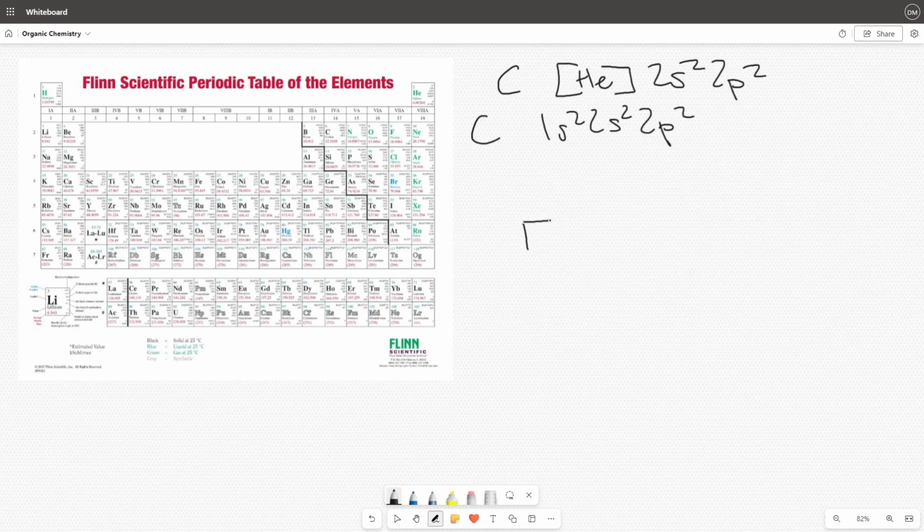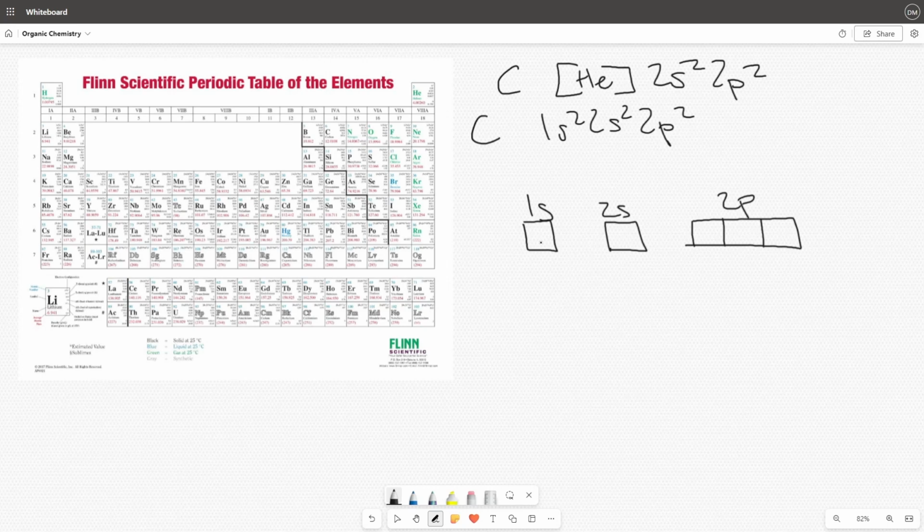I'm going to draw a square here, and I'm going to label this 1s. Another square, 2s, and 3 squares in a row, all of them combined, called 2p. If you don't recognize what I'm doing here, I am grouping these up into their maximum capacity divided by 2.